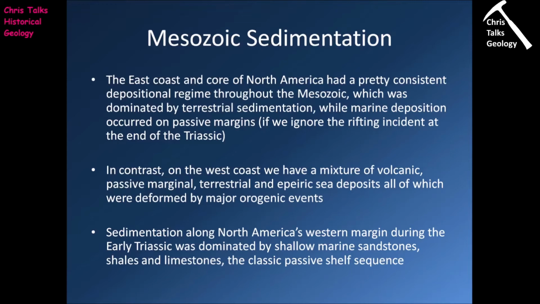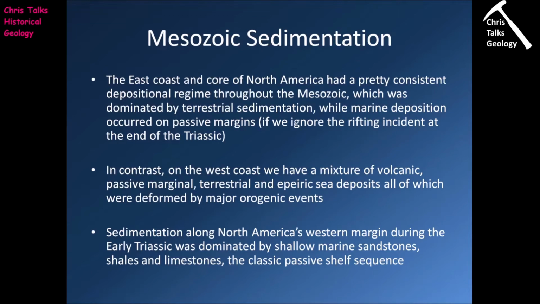Now, in contrast, the western side of North America has a far more complex history during the Mesozoic. On the western side we have a mixture of volcanic rocks, passive marine marginal rocks, so that's sandstones, mudstones and limestones, terrestrial sediments, so that's desert deposits and river deposits, and deposits associated with shallow epeiric seas. And of course all of this sequence is then going to be deformed by major orogenic events, so it's a very complex area.